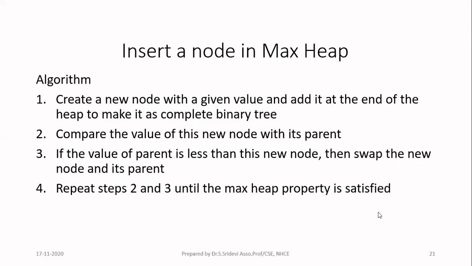Now, the process of inserting a node in a max heap is similar to the process of create only. So let us see the algorithm. First, you are going to create a new node with the given value you want to insert. After that, add it at the end of the heap to make it a complete binary tree. Then you compare the value of this new node with its parent. If the value of the parent is less than this new node, you swap them. And then you have to repeat steps 2 and 3 until the max-heap property is satisfied for the entire tree. It is the same as the algorithm of the create.